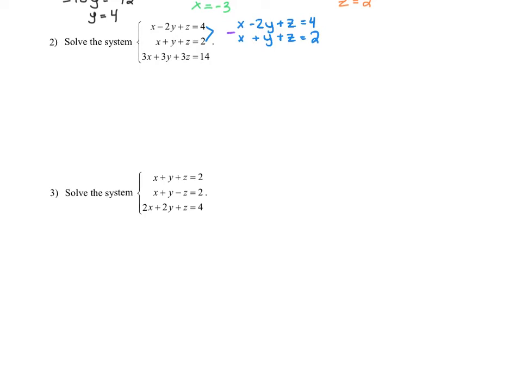So I'm going to subtract these two equations. So x minus x, well, that will eliminate x. -2y minus y will give me a -3y. z minus z, well, z will also eliminate. And then 4 minus 2 is 2. So I'm going to get that y equals -2/3.